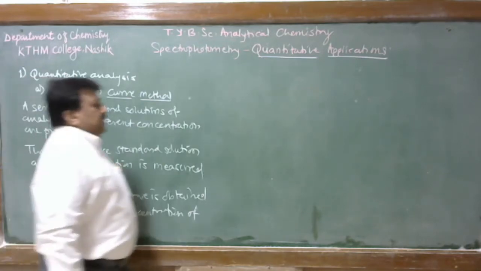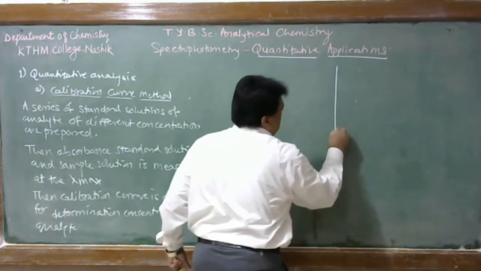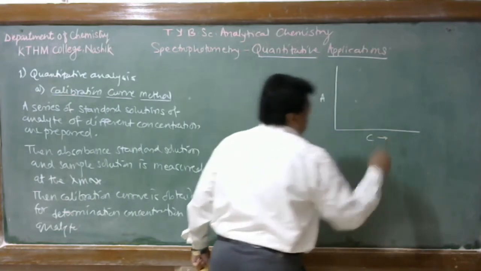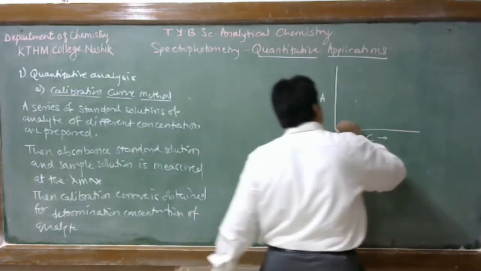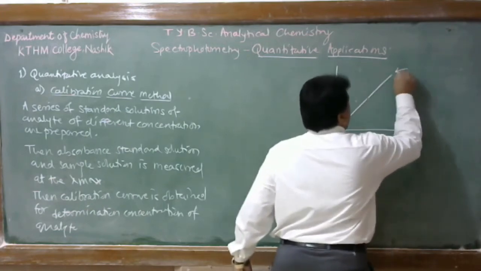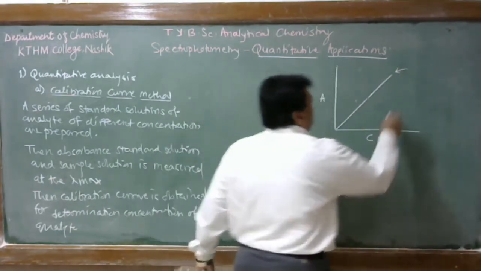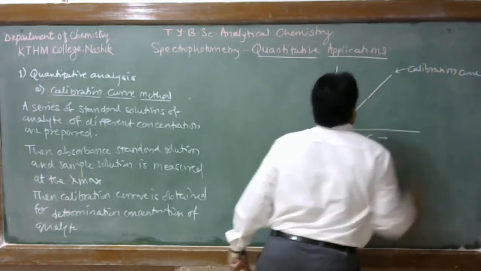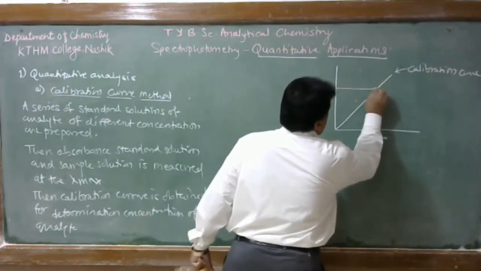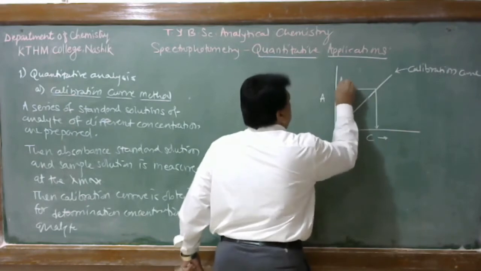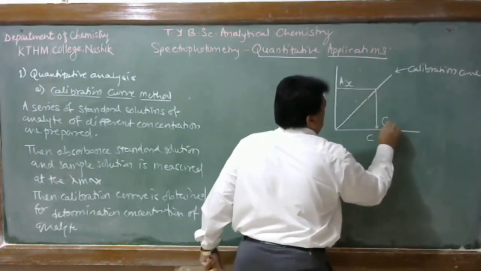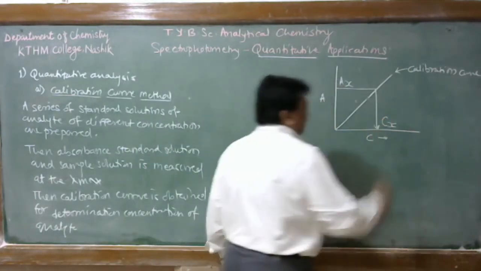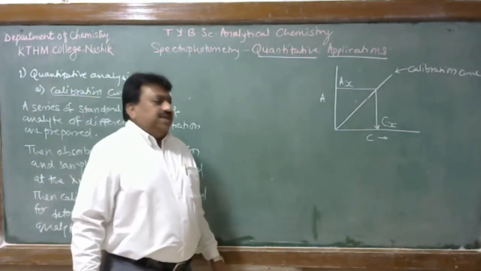Therefore, here the series of standard solutions are prepared. Their absorbance is measured as a function of concentration. Absorbance is plotted as a function of concentration. We have a straight line passing through the origin, called the calibration curve. From the absorbance of the sample, we can find out the concentration of the sample. By this method, we can determine the concentration of a sample by the calibration curve method.